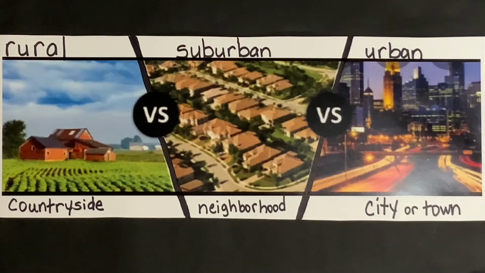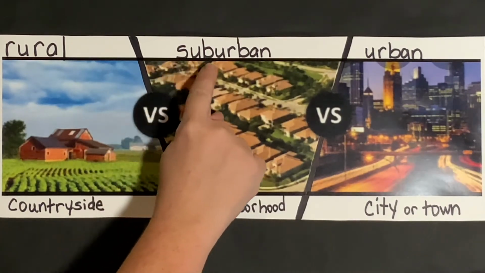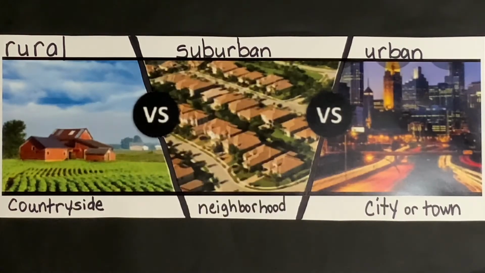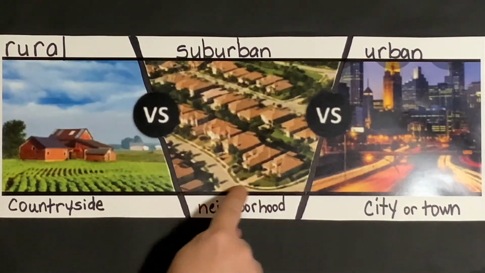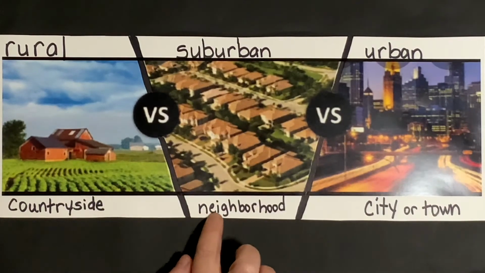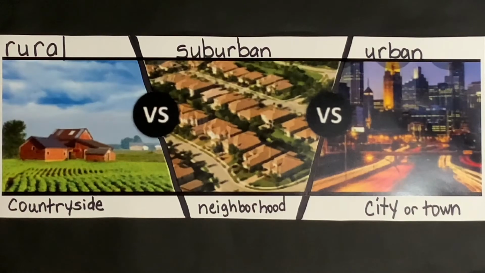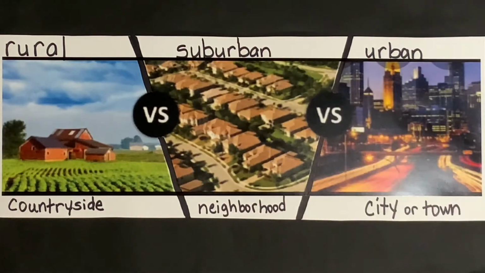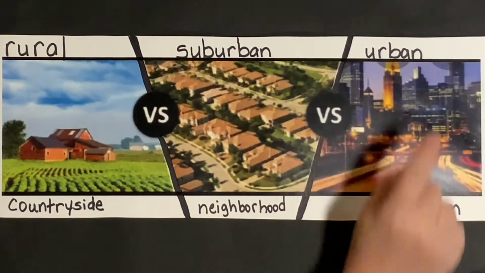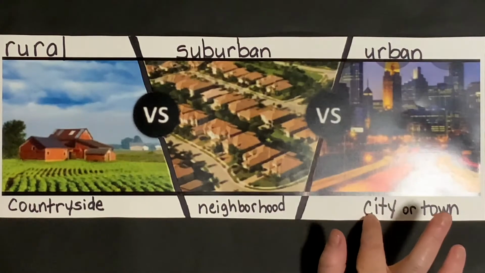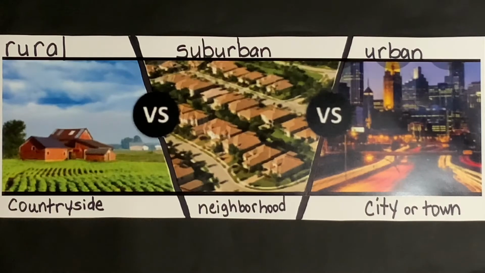Now, the next picture, we have a what? Suburban community, right? You can see the picture here. And another word for suburban community is neighborhood. And then our last community we have, it says what? Urban, right? And here you can see the picture. Another word for urban, you may hear the word city, even town, okay?